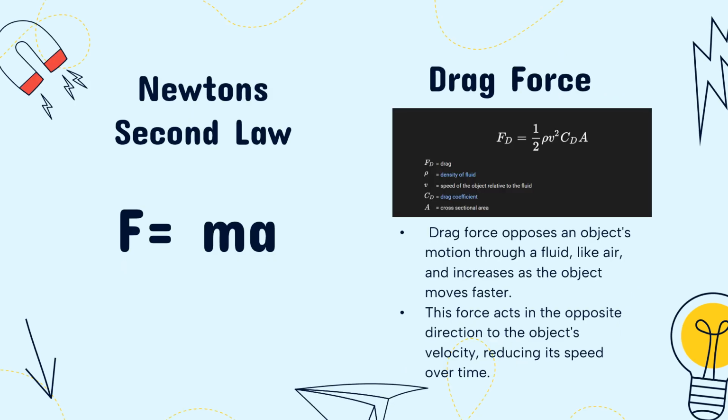The calculations of this lab rely heavily on Newton's second law, which states that force is equal to the acceleration of an object times the mass of an object. It shows that if there is a constant acceleration, the force is constant as well. Drag force opposes an object's motion through a fluid like air and increases as the object moves faster. The drag force is given by this formula. This force acts in the opposite direction to the object's velocity, reducing its speed over time.